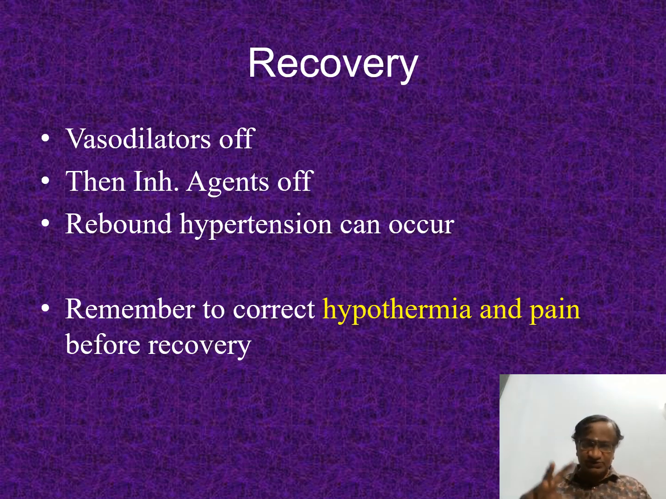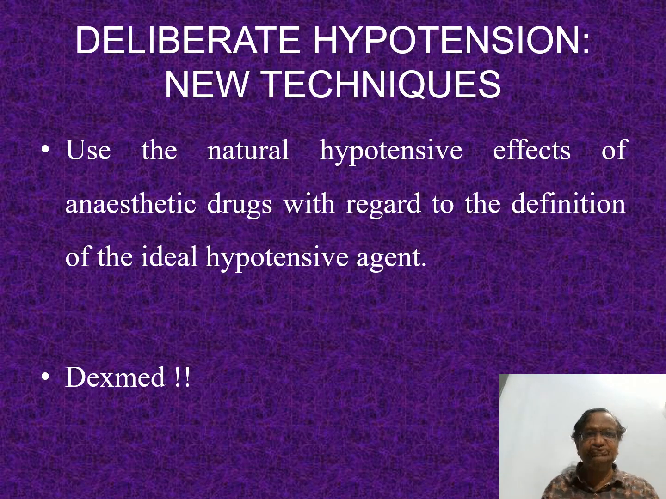Now, how to recover when vasodilators are off and inhalational agents are off? Yes, we have to be careful about rebound hypertension. There are two things we need to manage when we switch off. Number one, give a narcotic, fentanyl, or give some ketorolac. The breathing is not a problem, platelet is not a problem, so your pain is controlled. Give an epidural, BP decreased, pain is still controlled. Then take care of hypothermia. If you do these two things, your recovery is better. Hypothermia and pain should not be there when you are coming off from your controlled hypotension.